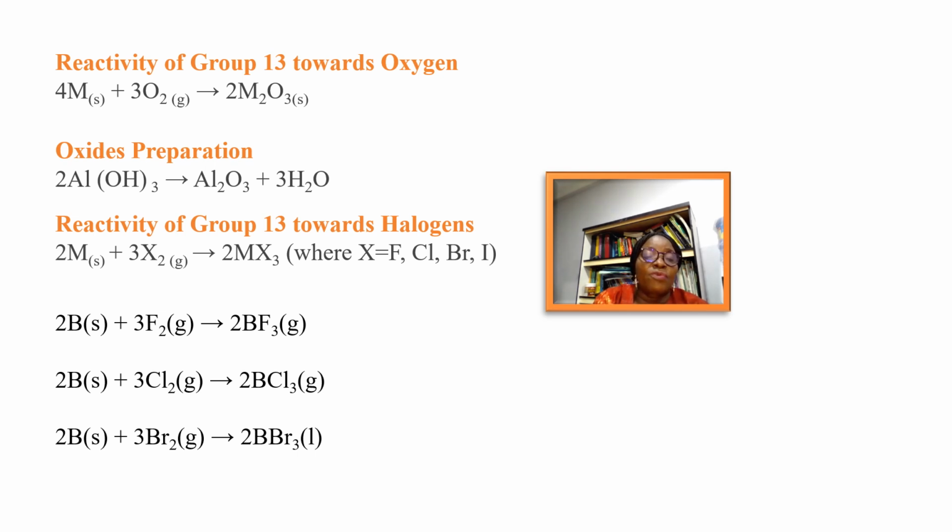The reactivity of group 13 towards halogens. They react with halogens at high temperature to form trihalides. Like the example we have here, boron reacting with fluorine forms boron trifluoride, and it can react with chlorine and with bromine. That is their reaction. They are highly reactive at high temperatures to form the trihalides.